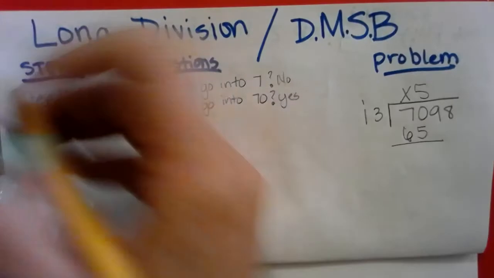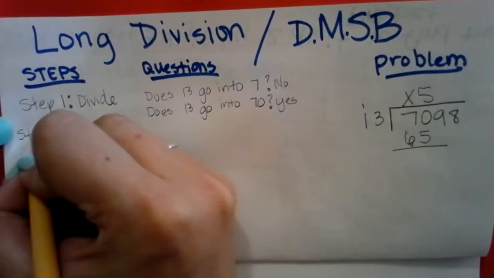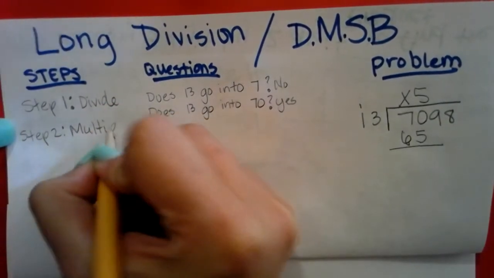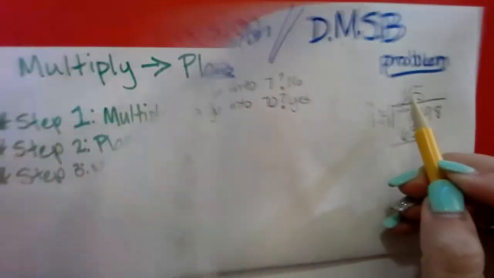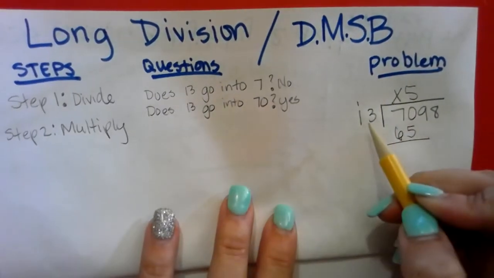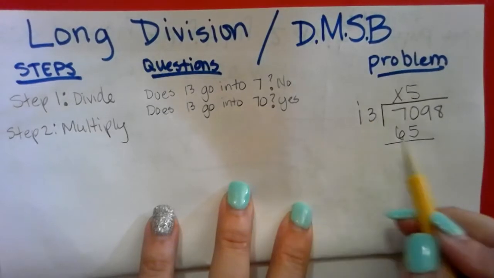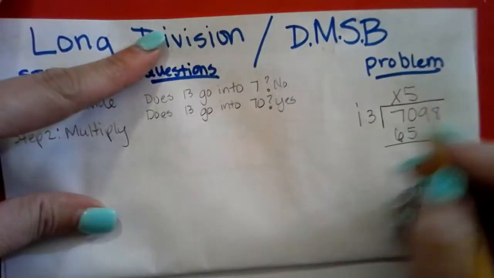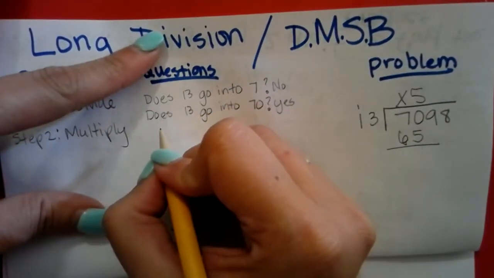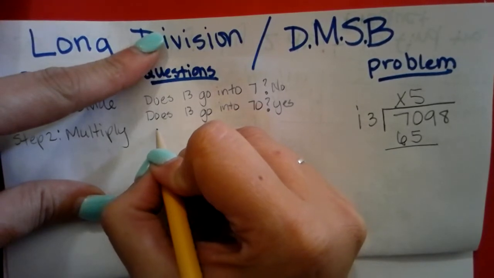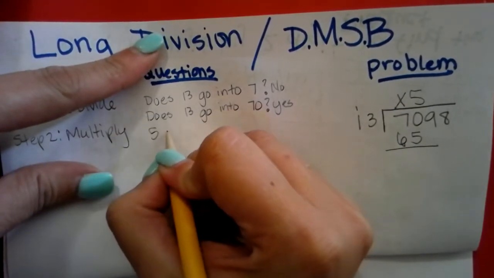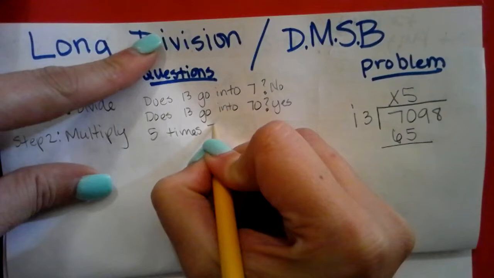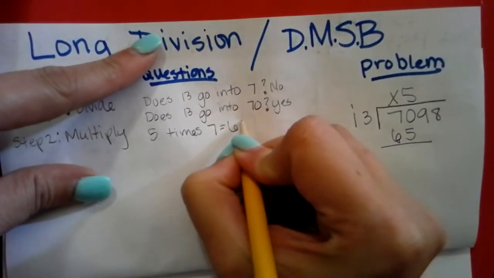Okay. So now what step did I just do? I multiplied. So step 2, I had to multiply. You are multiplying the part of your quotient right there times your divisor to get that number right here. So I had to do what? 5 times 13, so multiply 5 times 13 and that equals 65.